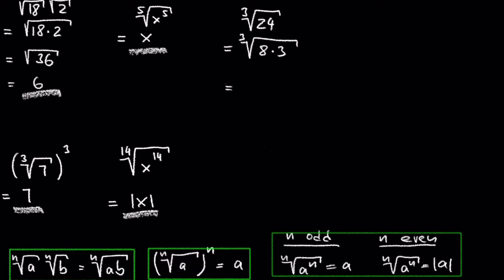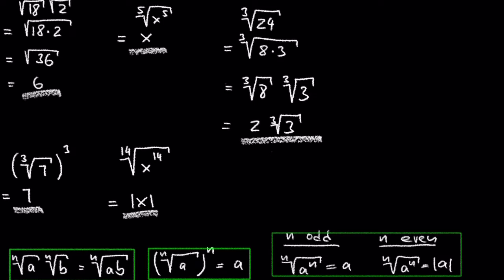Then we get the third root of 8 times the third root of 3. The third root of 8 is a perfect third power, which becomes 2. And the leftover factor 3 remains as the third root of 3. So the solution is 2 times the third root of 3.